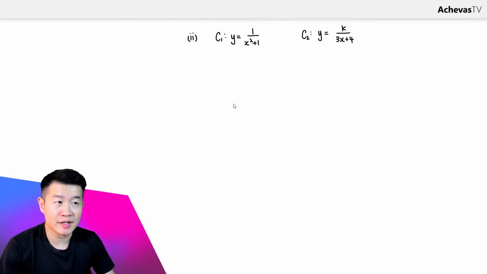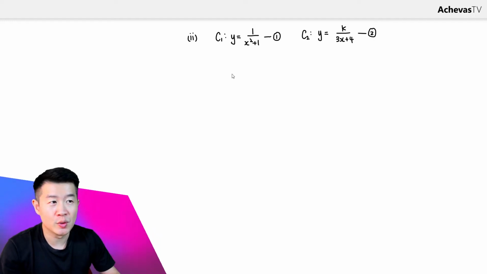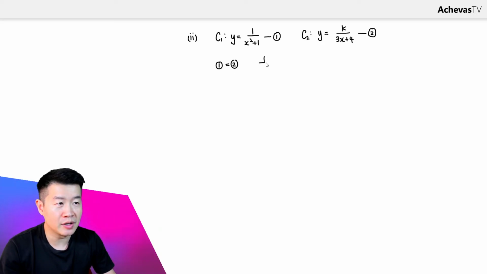And in part 2, we are supposed to be discussing the intersections between C1 and C2. So to do that algebraically, let's solve this as a pair of simultaneous equations. So I'm going to let this be equation number 1, and I'll let this be equation number 2. Solving them simultaneously by letting equation number 1 be equation number 2, we will have 1 over x squared plus 1 is equal to k over 3x plus 4.